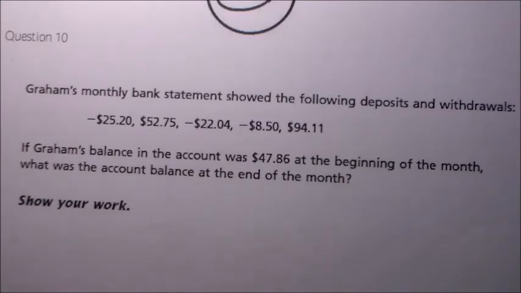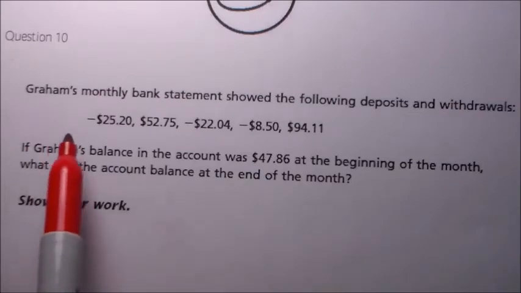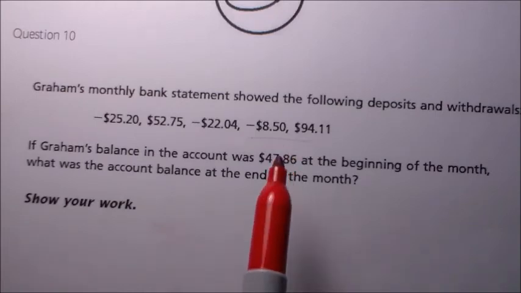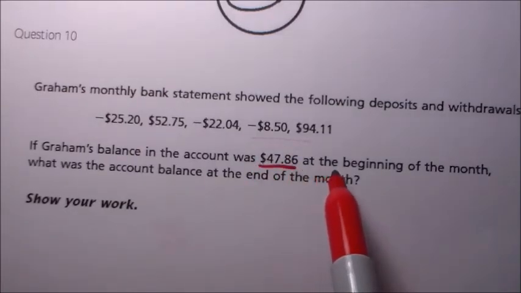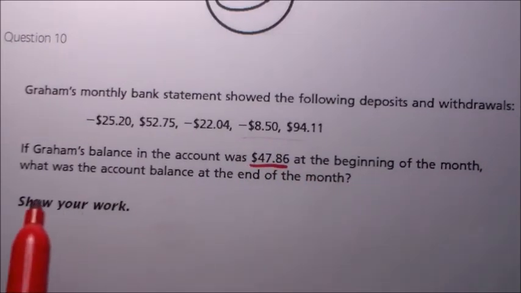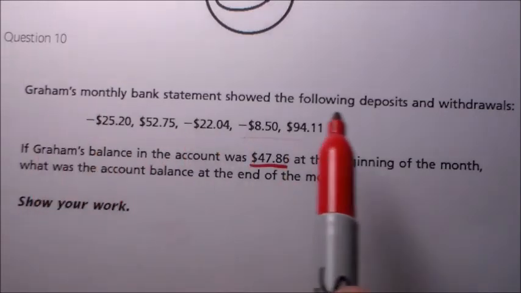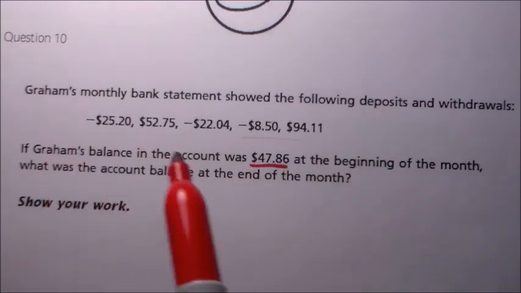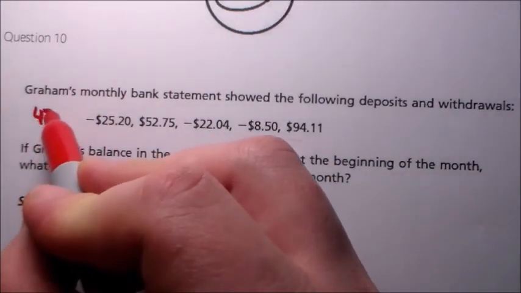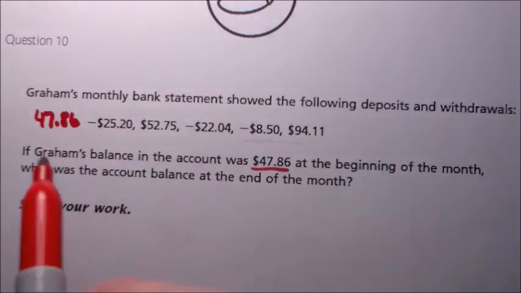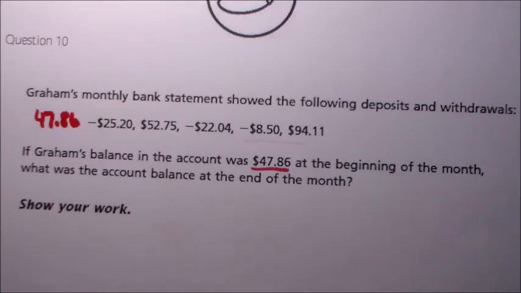Graham's monthly bank statement showed the following deposits and withdrawals. And then you have a bunch of numbers. And then it says, if Graham's balance in the account was $47.86 at the beginning of the month, what was the account balance at the end of the month? So 47.86 is at the beginning, and then you add up all these numbers, and then you're going to get a final number. And that's pretty simple.